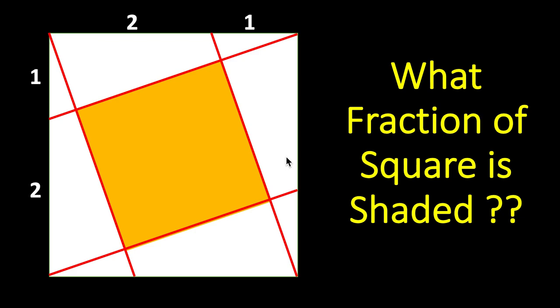Hello friends, can you solve this puzzle? It's called square inside a square, and you can see two squares here. One is this bigger square which is shaded in white. Second is this inner square which is shaded in yellow.